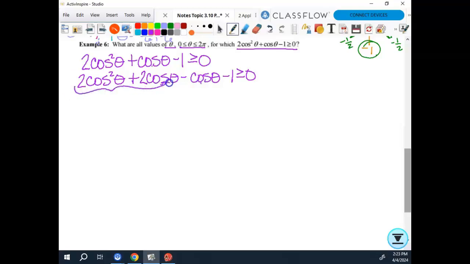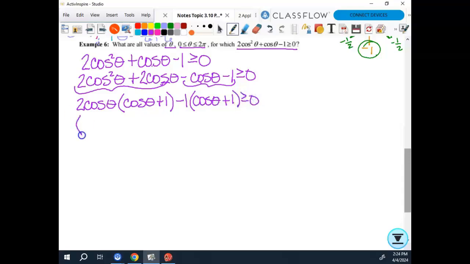Then I factor by grouping. Here I can factor out a 2 cosine theta. That leaves me with cosine theta plus 1. Out of these two, I can factor out a -1. And that leaves me with cosine theta plus 1 also.